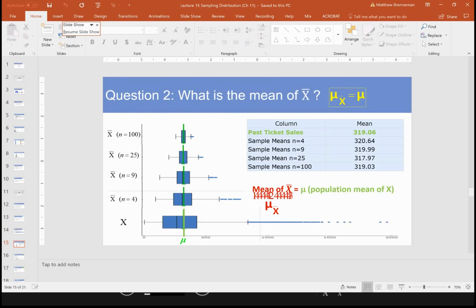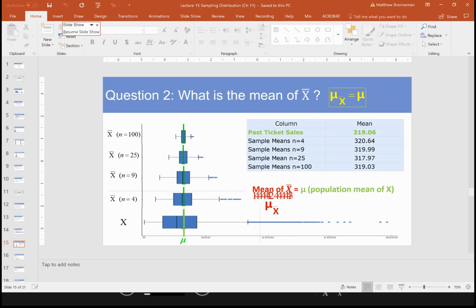So if we ask this question, what is the mean of the sample means? If you look at this, although it's a little hard to see because it's so close, this is actually the sample mean. It's this green thing with this little foot right at the bottom. You can see that this is almost right on top of the population. If you look at the values, you can see this also. The ticket sales mean is 319, and the sample means for all of the different sample sizes are really close.